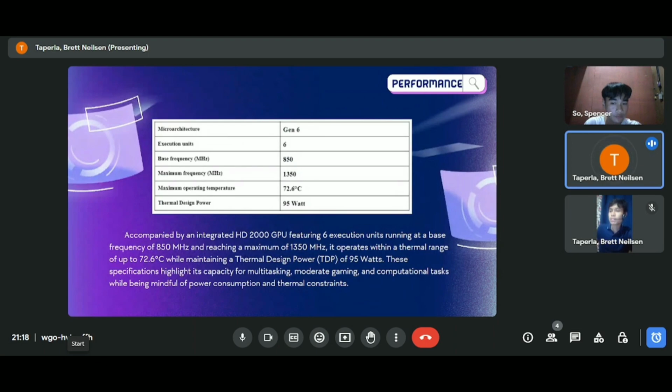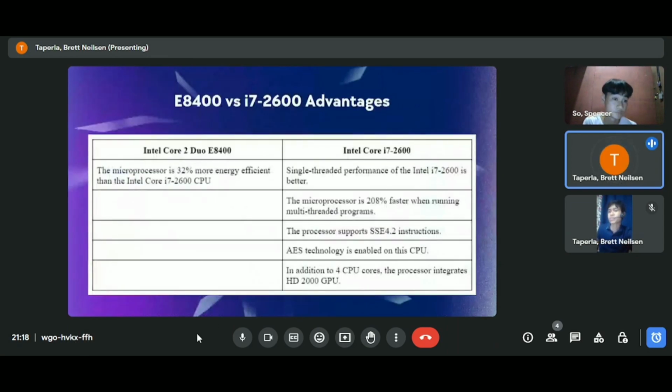So from this figure, it is accompanied by an integrated HD 2000 GPU featuring 6 execution units running at a base frequency of 850 megahertz and reaching a maximum of 1350 megahertz. It operates within a thermal range up to 72.6 Celsius, with a thermal design power of 95 watts. So these specifications highlight its capacity for multitasking, gaming, and computational or professional tasks, while being mindful of power consumption and thermal constraints.